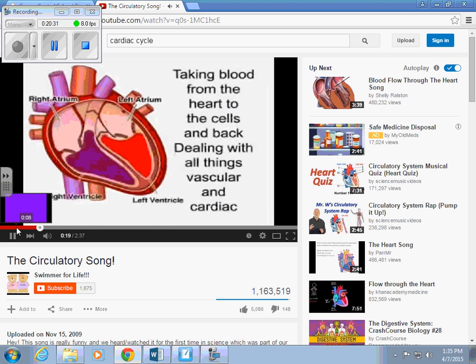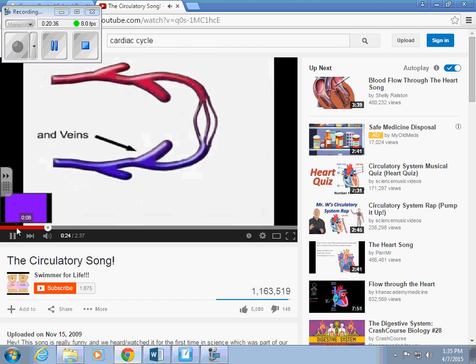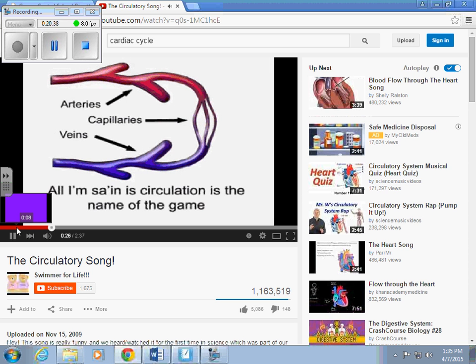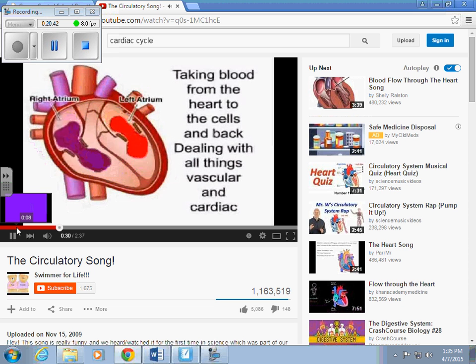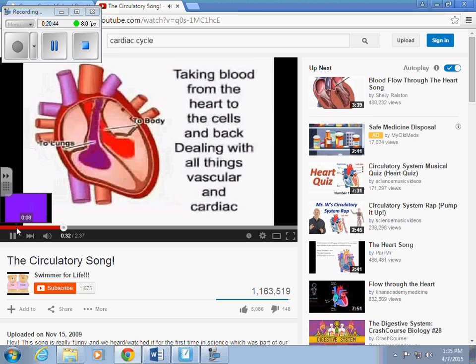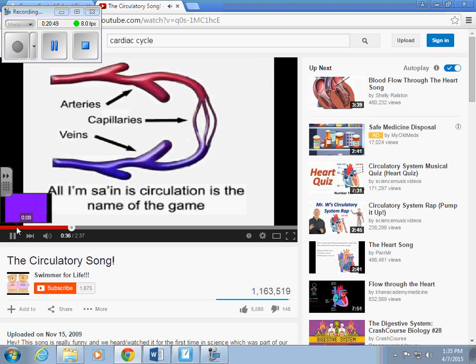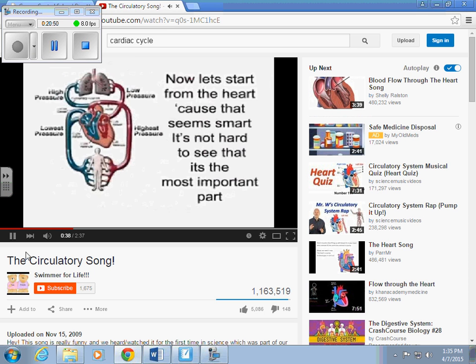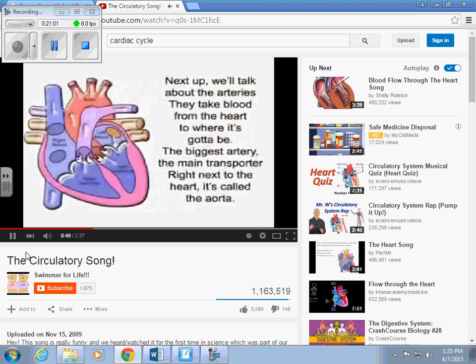Taking blood from the heart to the cells and back, dealing with all things vascular and cardiac. Capillaries are the reason, veins are the same. The circulation is the name of the game. Start from the heart, cause that seems smart. It's not hard to see, that is the most important part. The first step is to gather up oxygen, sends blood to the lungs, back to the heart again.